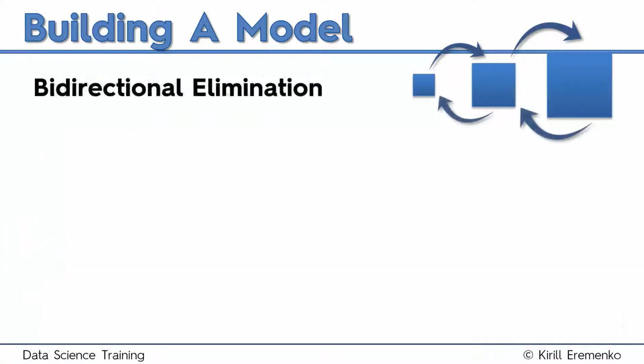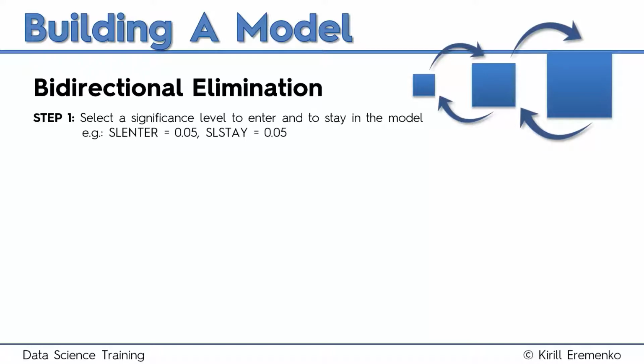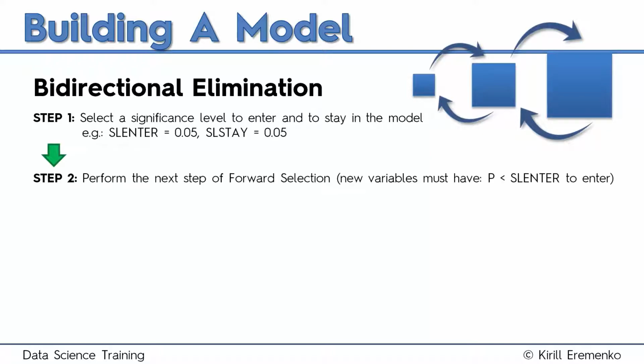And next we're moving on to bidirectional elimination. So this one, as you can assume or perhaps guess, combines the two. Step 1, select a significance level to enter and a significance level to stay. So we're going to select in both cases 5%, but it's up to you what you select. Step 2, perform the next step of the forward selection, meaning the one that we just discussed, where new variables, in order to enter, have to be less than the significance level to enter. So basically add on a new variable based on the forward selection method.